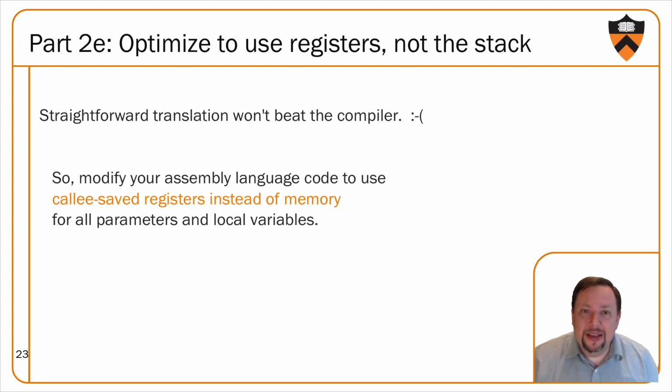Part 2E, probably the code you wrote in part 2D isn't going to beat the compiler yet. So we're going to ask you to start optimizing your code. The first bit of optimization is going to be to use callee-saved registers instead of memory for all the parameters and local variables. So don't save anything onto the stack anymore.